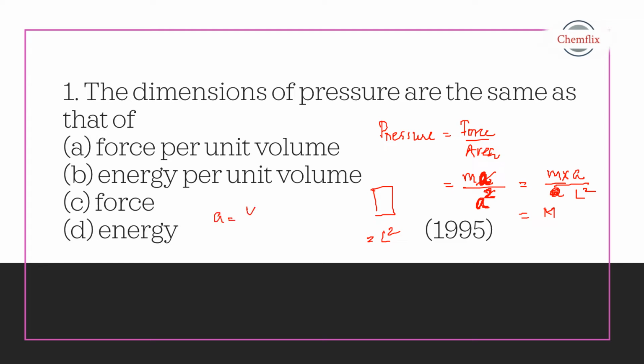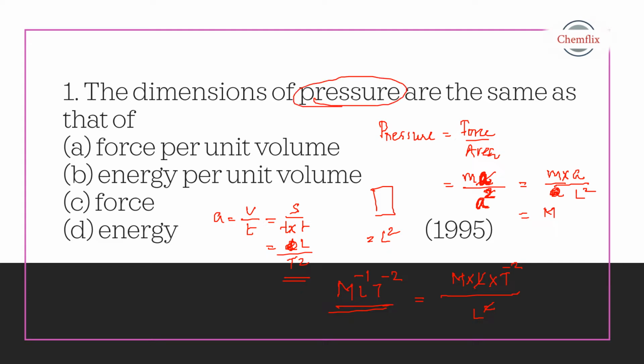Acceleration is equal to velocity by time, and velocity is equal to distance divided by time. So acceleration is distance divided by t square. Distance you can measure in L, so L by t square will be a. So I'm going to substitute this in this equation. Capital M into L into t raised to minus 2, with the t square represented as t raised to minus 2, divided by L square. So this L cancels, and what you will get is M L raised to minus 1 t raised to minus 2. So this is the dimension of pressure.